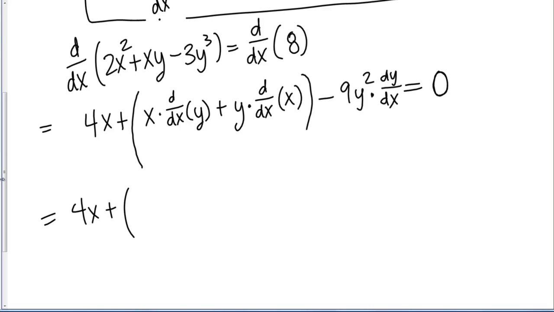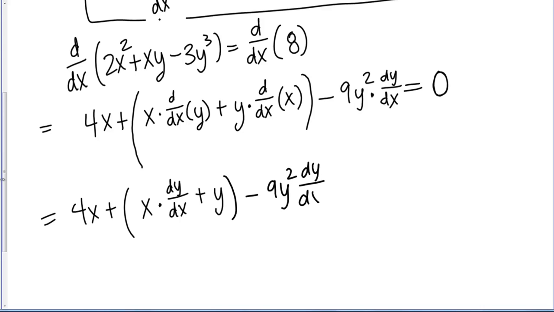Okay, so inside the parentheses, I have x times the derivative of y. Okay, so y is a function of x, so the derivative of y is dy dx. Plus y times the derivative of x. Well, the derivative of x, like we said before, is just 1. Minus 9y squared dy dx equals 0.